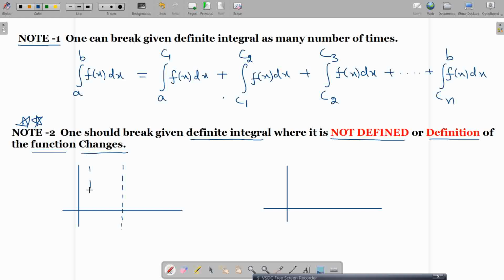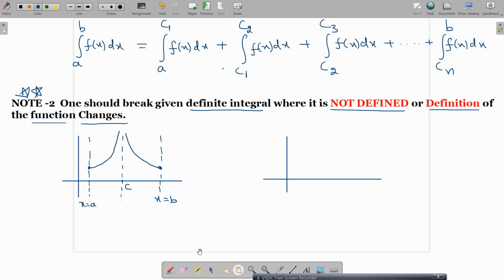Let's say this point is x equals to a, and this point is x equals to b, and your graph starts from something like this and like this. Okay, see, this point is C point. Now you can see there is a discontinuity at the point C. Can you see that there is a discontinuity at the point C? Let me just write it down.